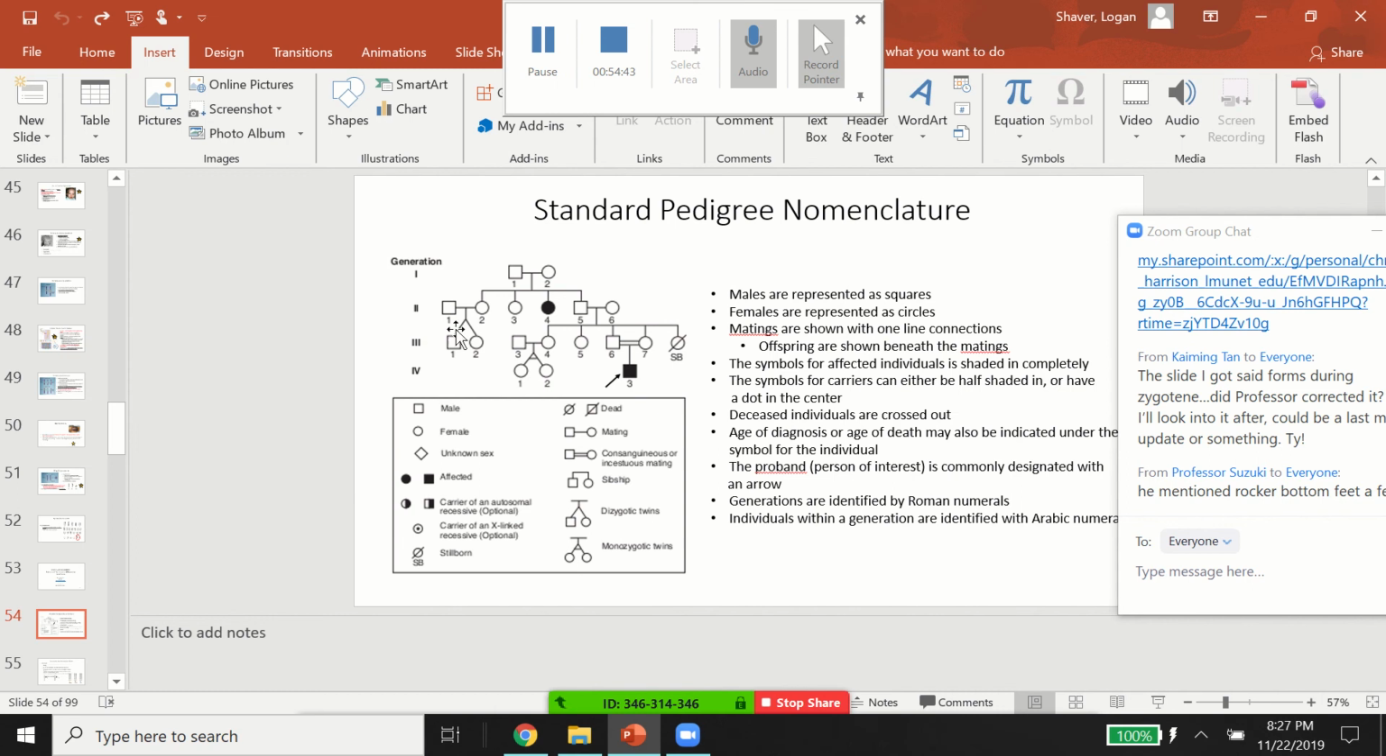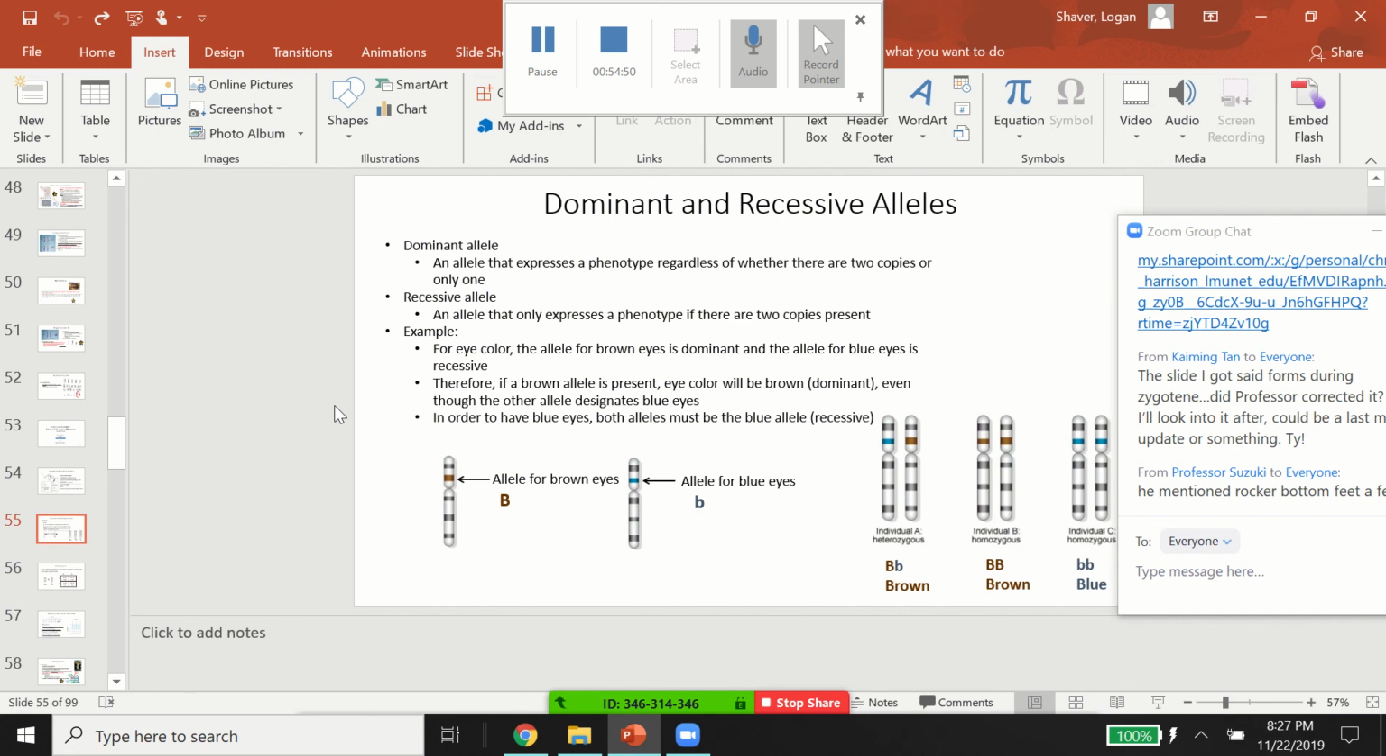I doubt the twins thing would matter. I doubt that would even come up here. But yeah, it's important to know how to read these, so I decided to include that.